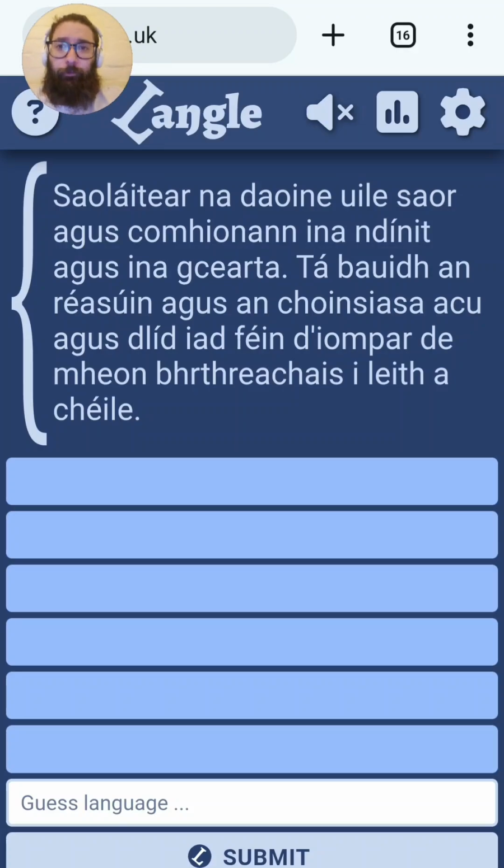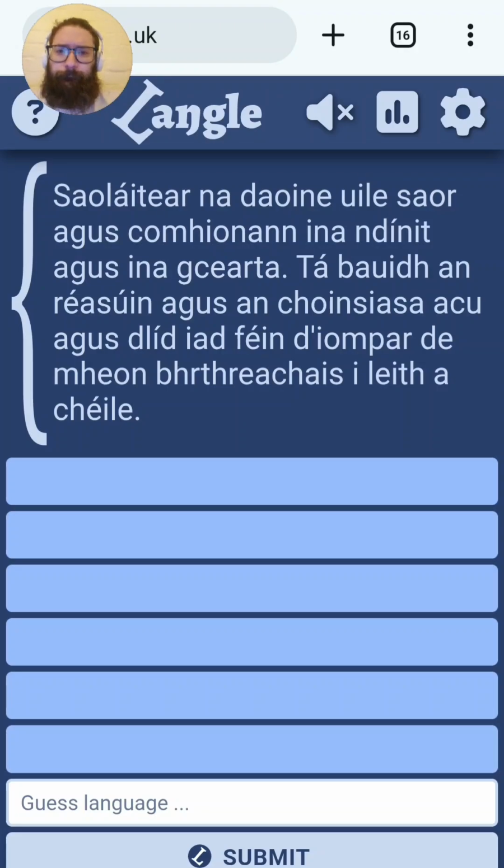That's pretty cool. So if you aren't familiar with a script, but you are maybe familiar with the sounds of a language, you've got a chance of being able to guess it from hearing it. Now, this is Irish, straight off the bat. How can I tell? There's a few things.